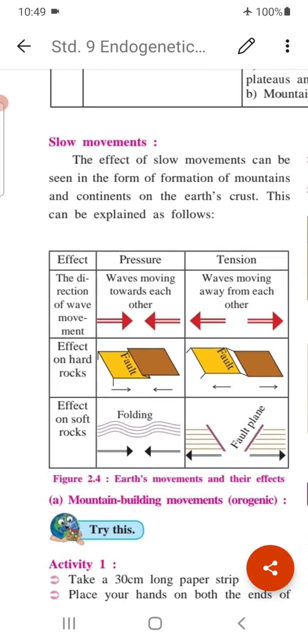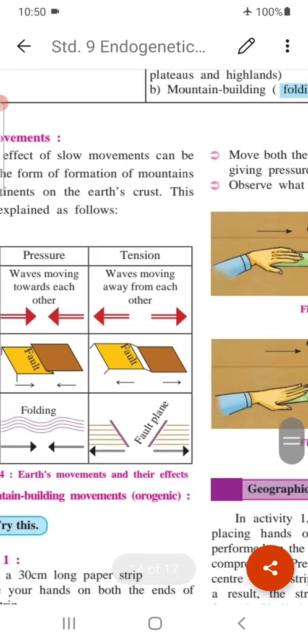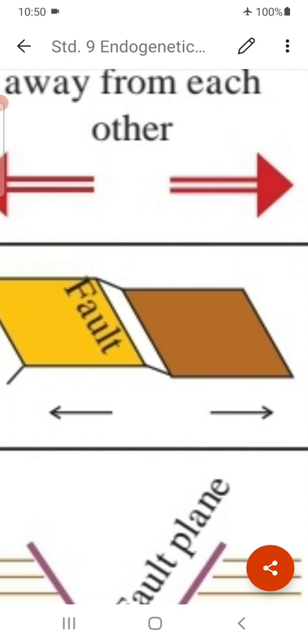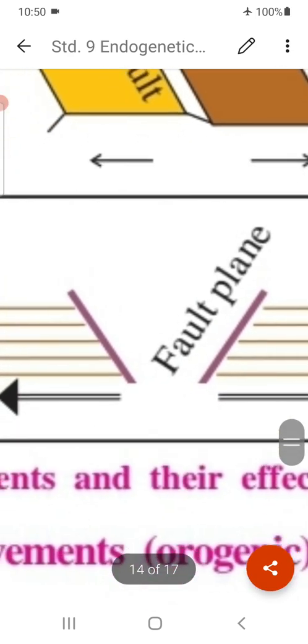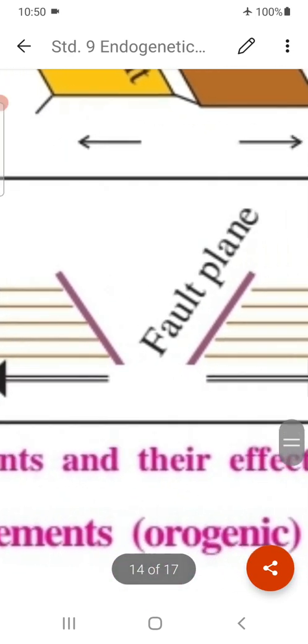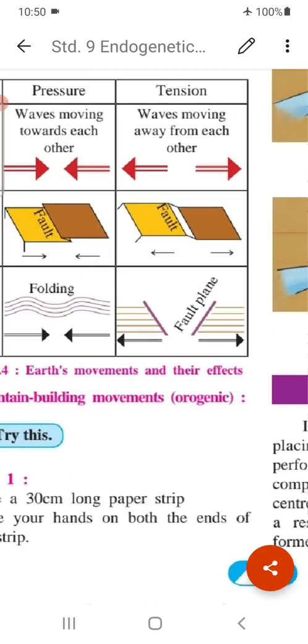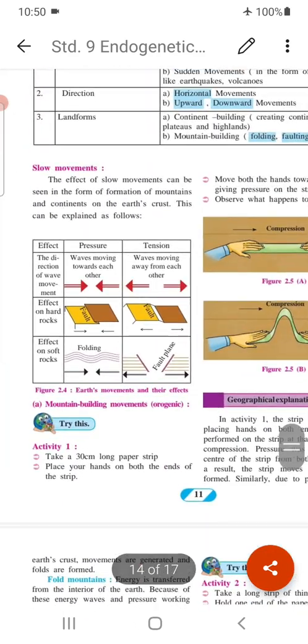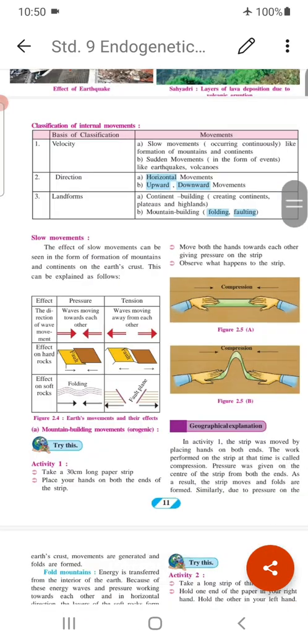Now what happens due to tension? Due to tension, hard rocks break into pieces and there is a slight gap between them. See here. Okay. And if there are soft rocks, this huge area is created, the rocks go away from each other and one plane, a fault plane, is created due to that. Fine. This we can see here in the rift valleys. What is that? We'll see ahead.